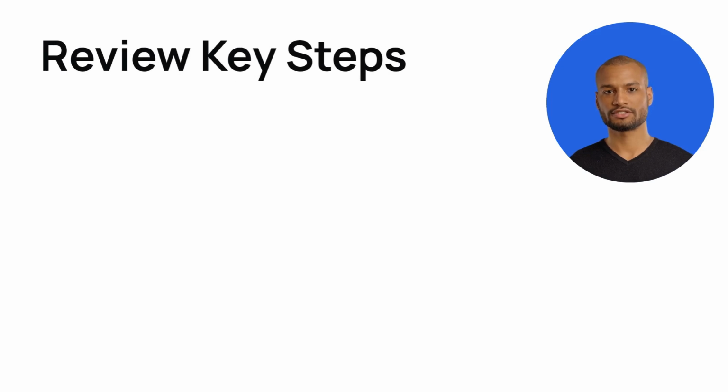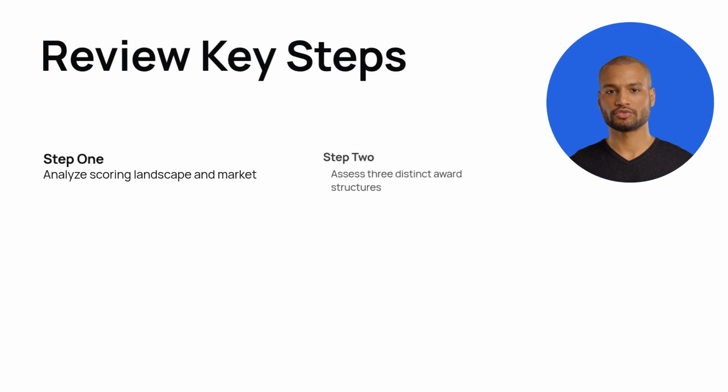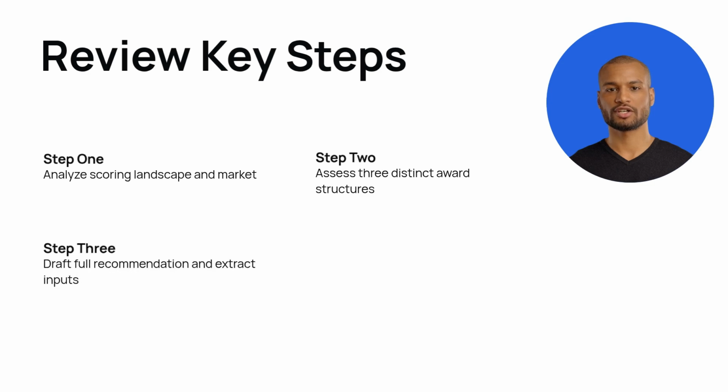This lesson has 4 key steps. Review the scoring landscape and market context. Evaluate 3 award structures. Write the full recommendation and extract contract inputs. Conduct a final verification check.